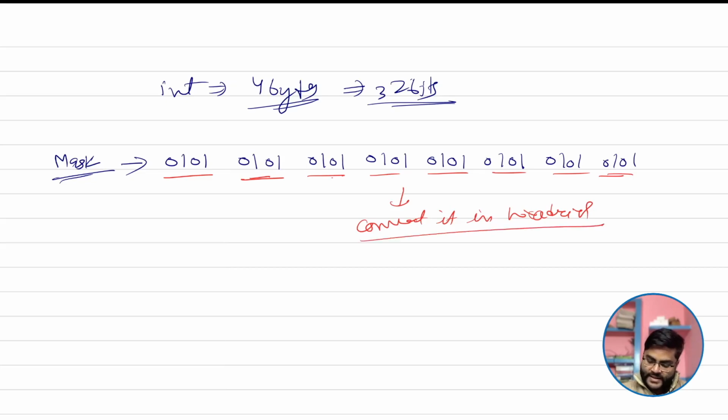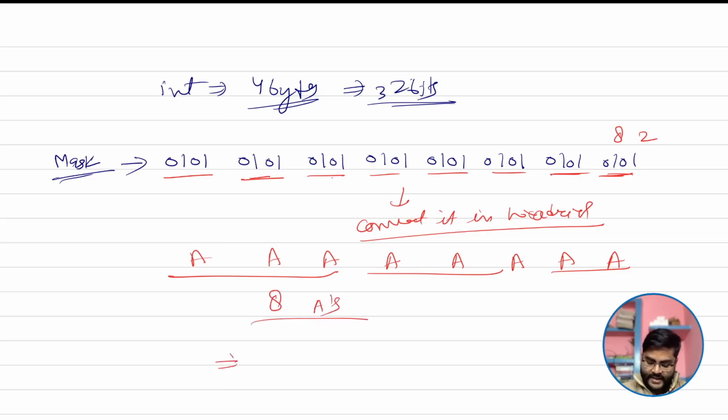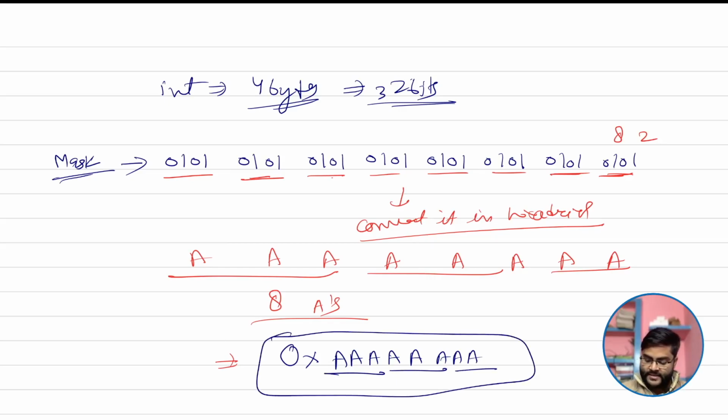If you convert this into hexadecimal, this is 8 and this is 2, which makes 10, and 10 can be written as A. So this will be A, this will be A, this will be A, and so on. So these are 8 A's. You can write it like this also: 0x followed by 8 A's. Okay, so you can write your mask like this also.